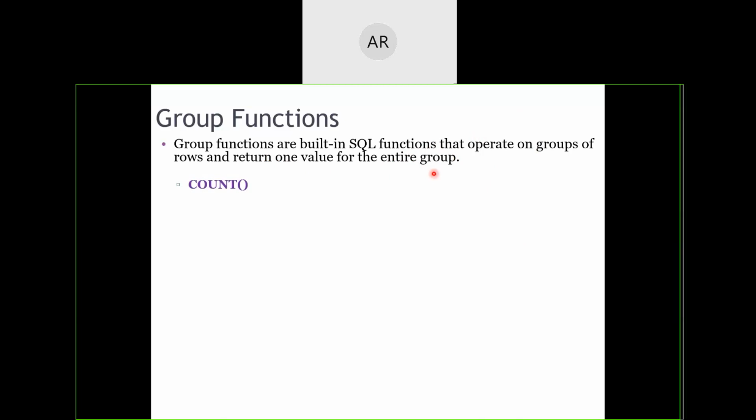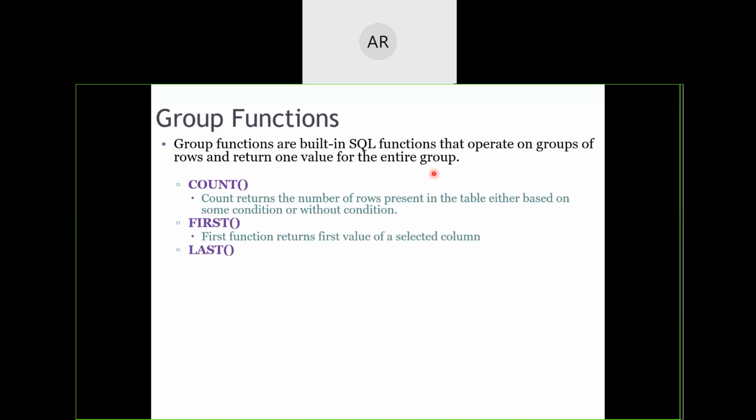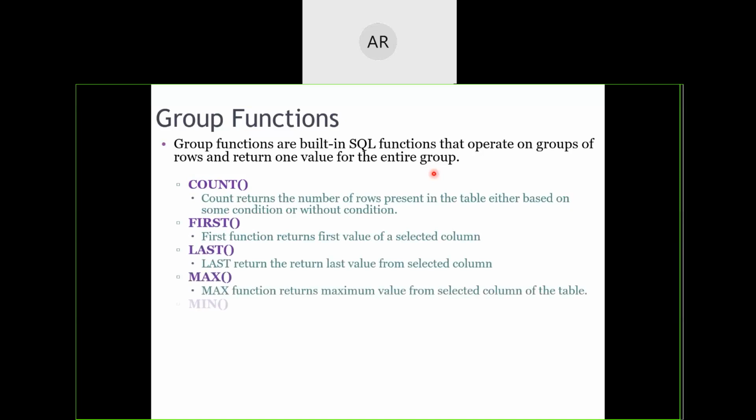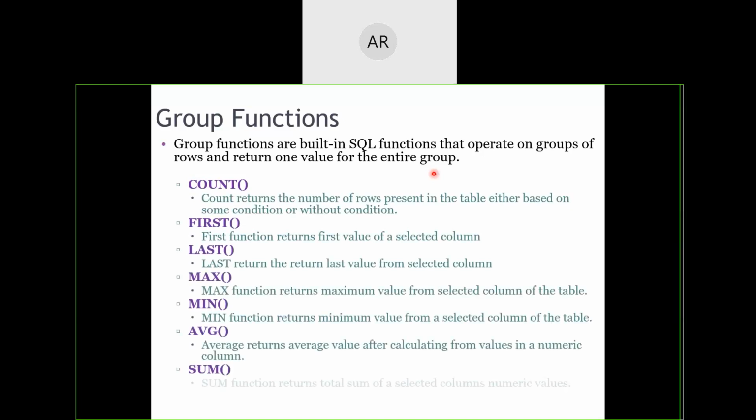The first group function is count. Then there are first, last, max, min, average, sum, distinct. These are a few of them, but not all of them. I cannot mention all of them because it's a limited session. We cannot have lengthy sessions again and again. So whatever is there in Oracle, I cannot keep it all here. What is needed for us to learn, I have kept here.